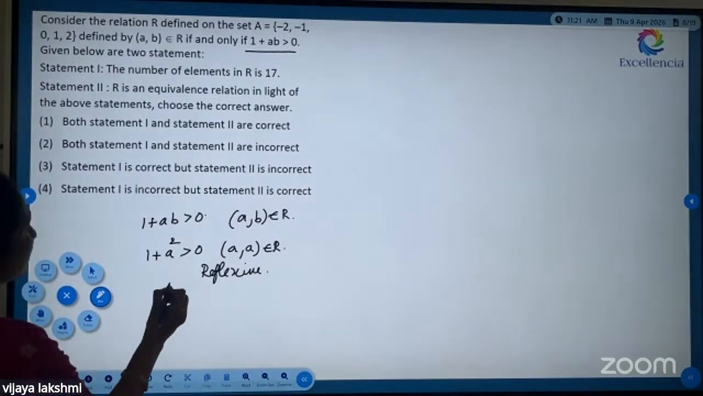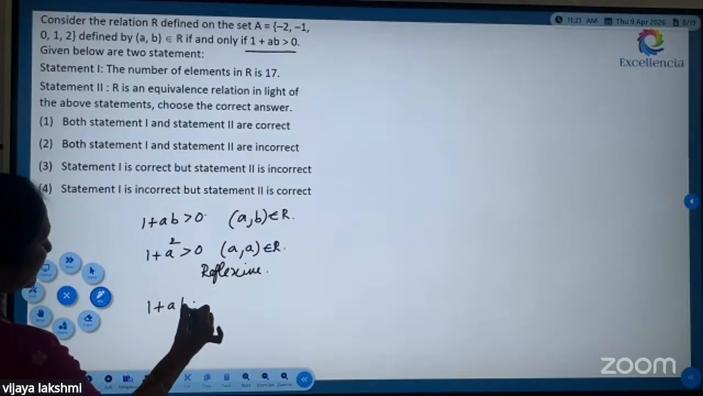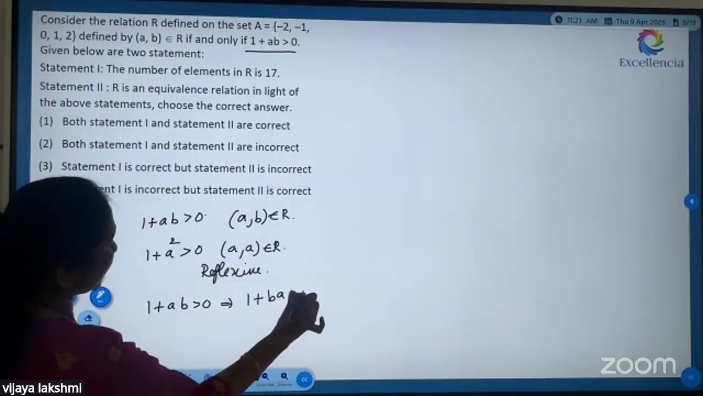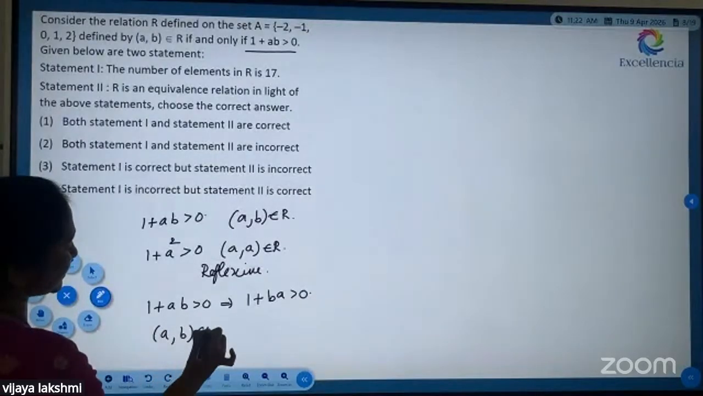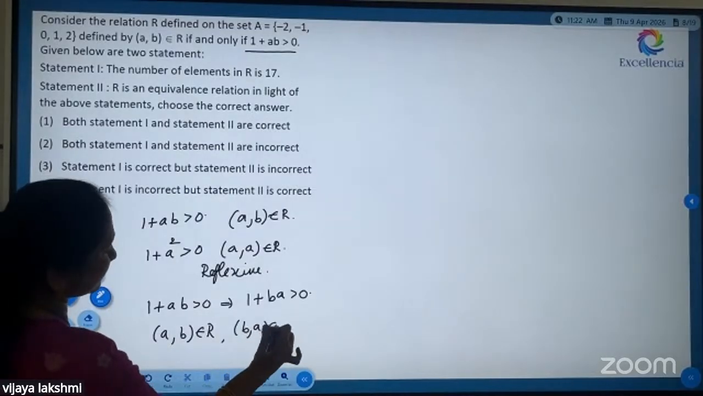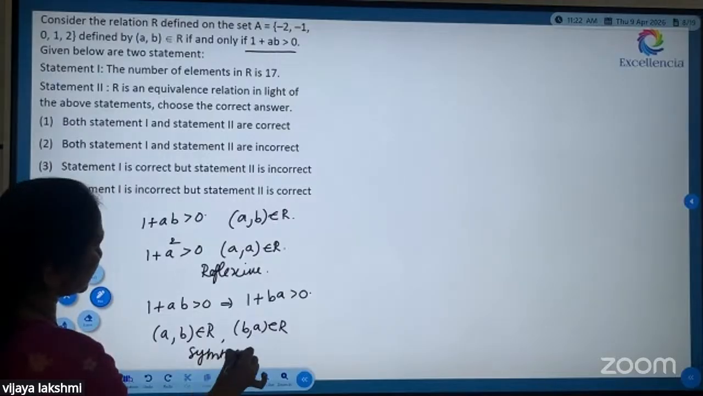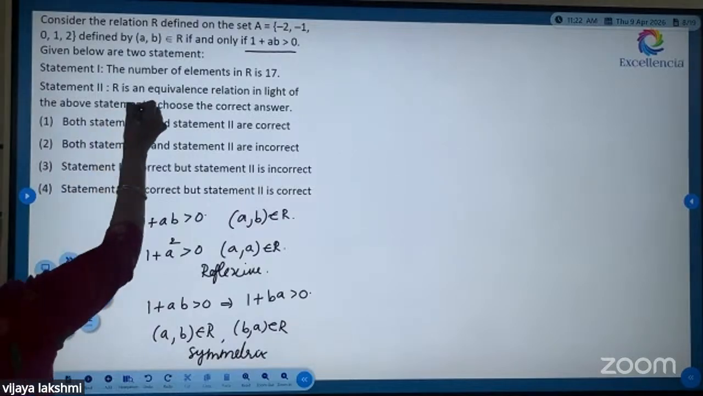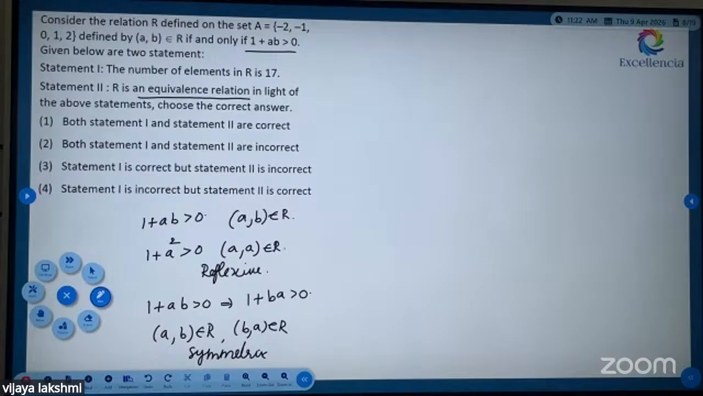Symmetric we will take next. a comma b: 1 plus ab greater than 0, and also you can write 1 plus ba greater than 0. Therefore, a comma b belongs to R as well as b comma a belongs to R, so it is symmetric. But one more we have to check. First, I am checking for the equivalence relation, then I will try to write the number of cases for symmetric.